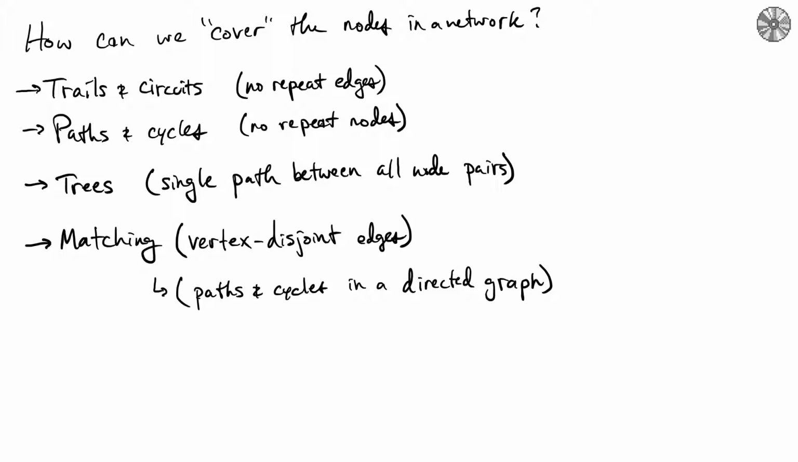We can talk about tree subgraphs within a network such that we only keep edges such that there's only a single path between all node pairs. And then we can talk about something called a matching, which is effectively finding edges that don't touch the same nodes, so vertex disjoint edges. And because this material is not in the textbook, it's slightly more graph theoretical, I'm going to talk about all of these topics in this video.